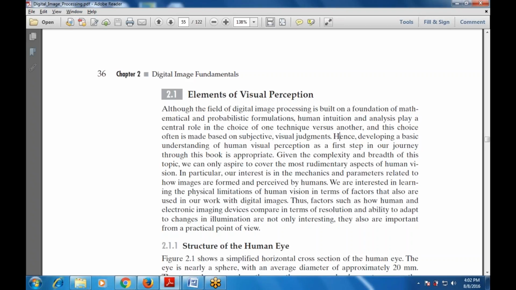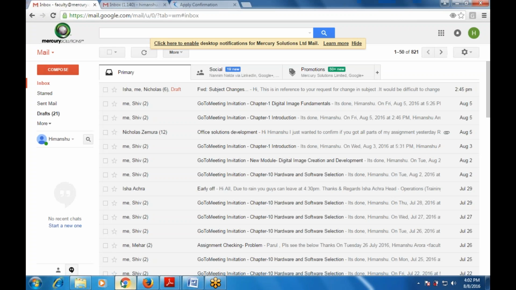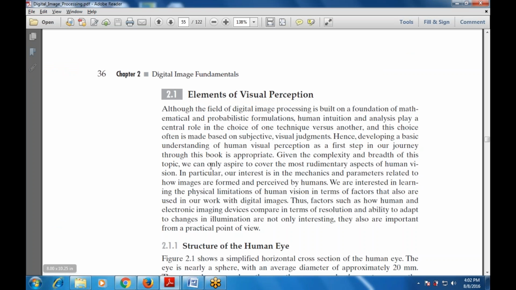They play a central role in the choice of one technique versus another, and this choice is often based on subjective visual judgment. Hence, developing a basic understanding of human visual perception is the first step in our journey. So this book is appropriate for that.